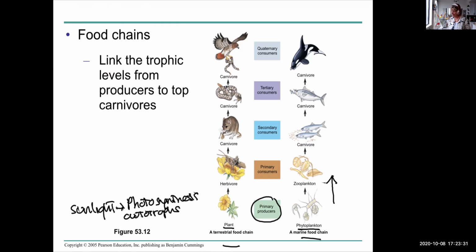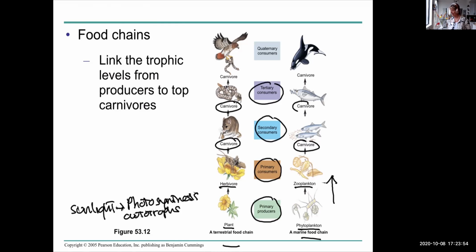The next level is a primary consumer. They eat the plants. Zooplankton in a marine environment, herbivores in a terrestrial environment. Secondary consumers eat the primary consumers. They're both carnivores in a terrestrial and a marine system. Tertiary consumers are carnivores that eat higher up on the food chain, and a quaternary consumer is the top of the food chain, and also carnivores.